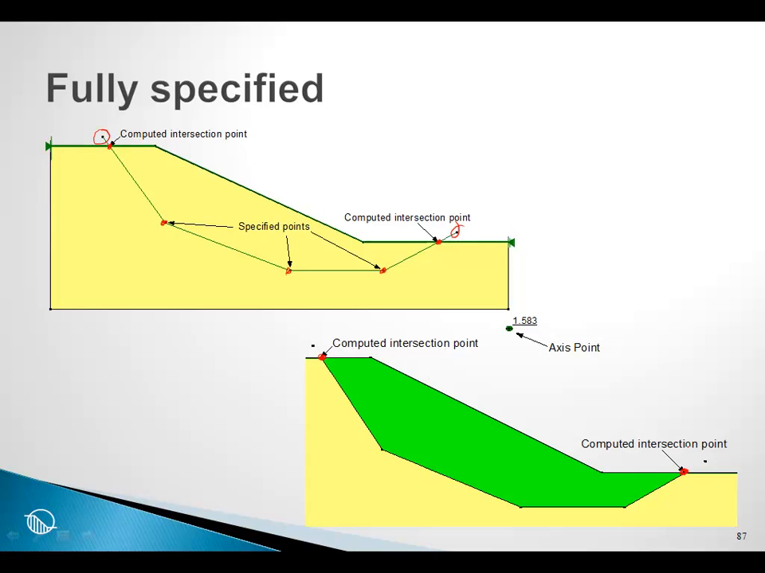Now, when we have a trial slip surface like that, we need to have some point about which to take moments, and this is what is known as the axis point. We compute an axis point for you in SLOPE/W if you have not defined one. Alternatively, you can deliberately define an axis point. The position of the axis point is not critical when you use a rigorous method like a Spencer or a Morgenstern-Price type of analysis.